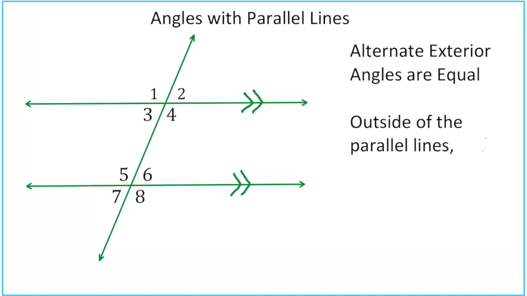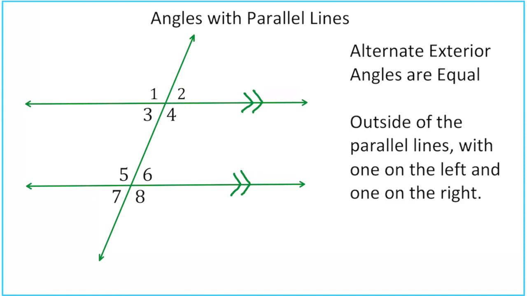They still alternate, so one will be on the left and one will be on the right. So one example would be angle 1 is alternate exterior with angle 8. So let's write angle 1 is congruent to angle 8. And the second pair of alternate exterior angles would be angle 2 and angle 7. So those are our alternate exterior angles.